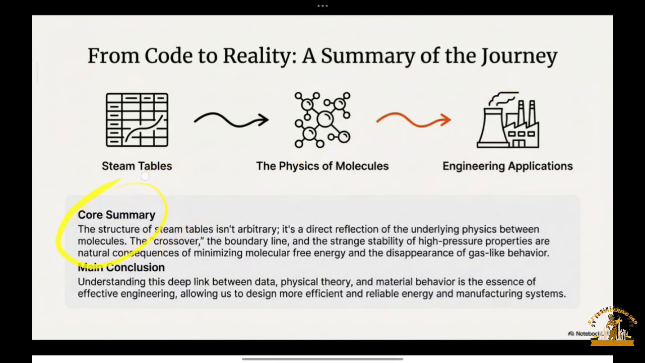From coding to reality, a summary of this journey. In the end, the core summary is: the structure of steam tables isn't arbitrary, it's a direct reflection of the underlying physics between molecules. The crossover region, as I love to call it, the boundary line, and the strange stability of high pressure properties are natural consequences of minimizing molecular free energy and the disappearance of gas-like behavior.